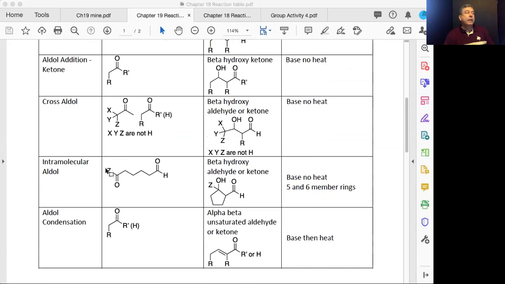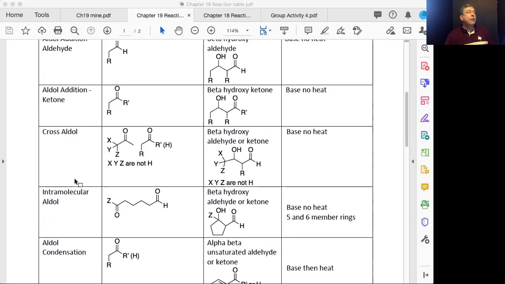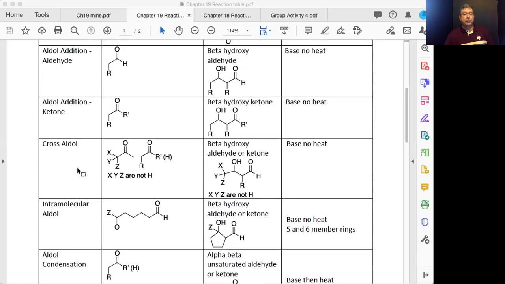There's a Z on the end of here because if it's a dialdehyde, you can have a hydrogen here. If it's a ketone aldehyde, you'll end up with whatever your R group is at Z. So I actually ended up putting Z in the right place on this one at least, so that's great. We'll always end up with a beta hydroxyaldehyde or ketone. And again, it'll typically form 5 and 6 membered rings. It can be forced to make other rings, but we rarely see it. Okay. So those are the aldol addition reactions.